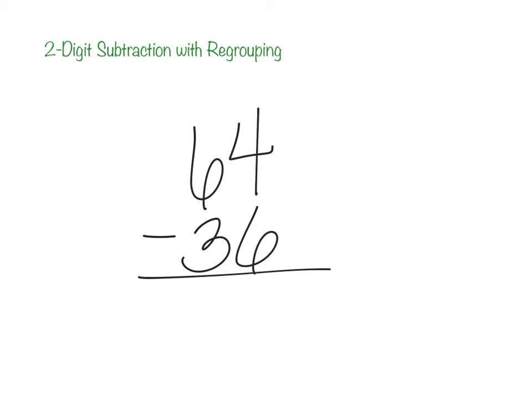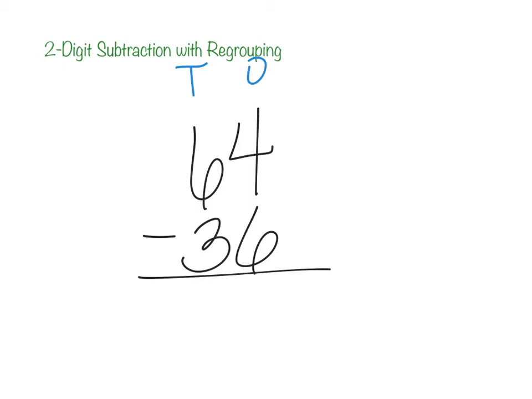Students, where do we start subtracting? In which place value? That's right, always start subtracting in the ones place. So let's do ones place first. 4 minus 6. That's right, we can't do 4 minus 6.